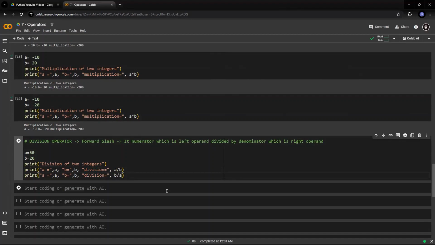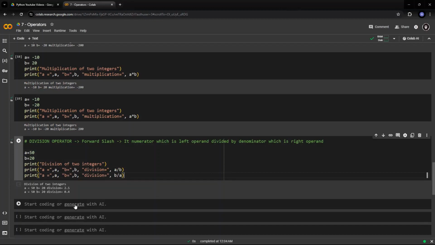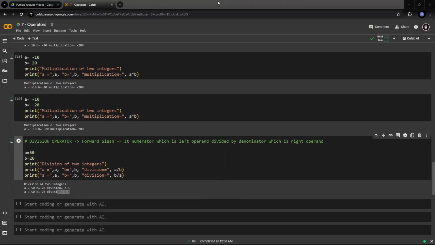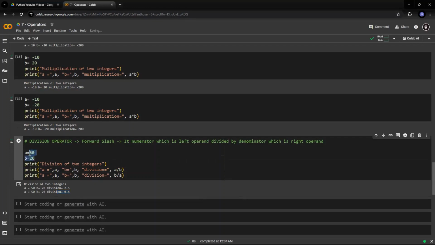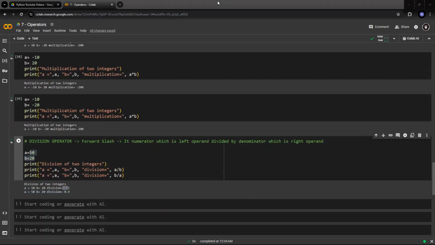So A is 50, B is 20. I am doing a division of two integers. I am first dividing A by B and then dividing B by A. Both will give me a different result. If I divide 50 by 20, it gives me 2.5. But if I divide 20 by 50, it gives me 0.4. So the output of a division will always be a float. Even if both are integers, the output will always be a float, like 2.5 or 0.4.